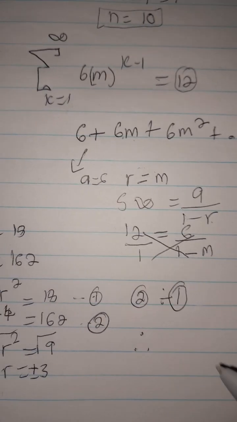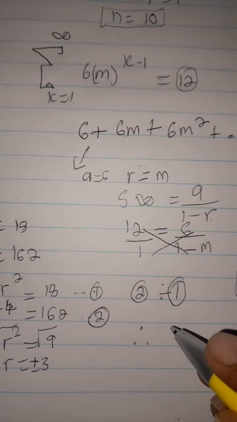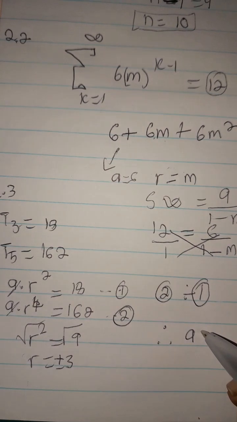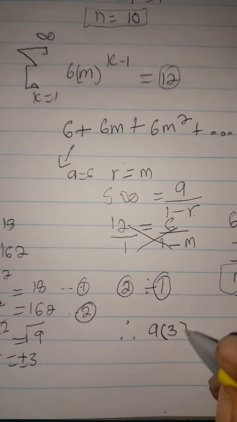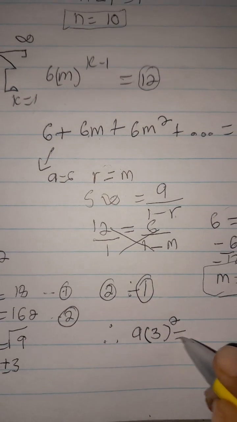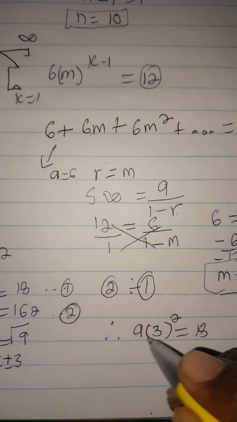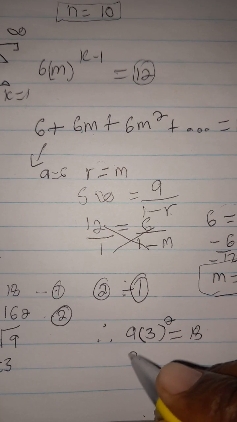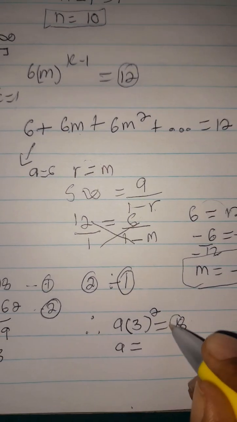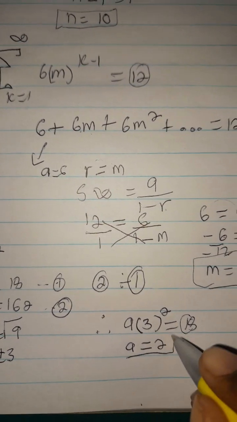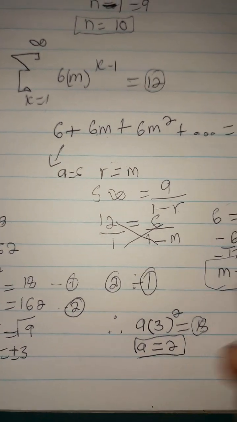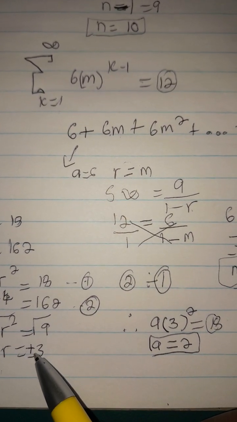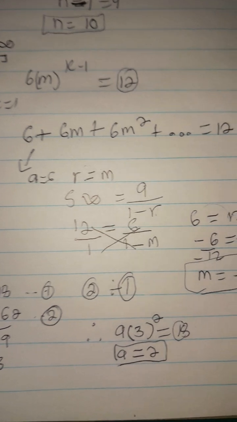Therefore, you're looking for a. We can substitute into any of the equations, equation 1 or 2, you can choose, right? So let's choose equation 1. Where there's r, we're going to put 3. So it's going to be a times 3 squared, which is equal to 18. Then we have 9 here. 9 divided by 9, here it will cancel. Then we are left with a. How many times does 9 go into 18? Twice. Making a to be 2 and r to be 3. Remember, you can also use negative 3. We are having two ratios here, right?